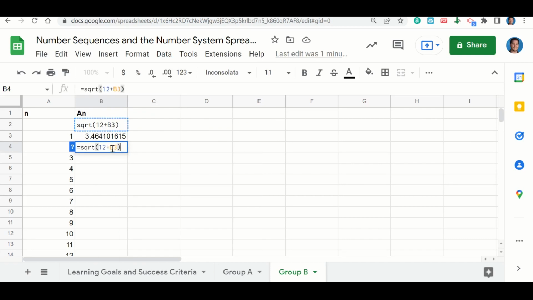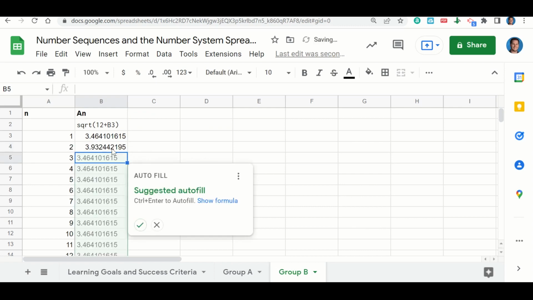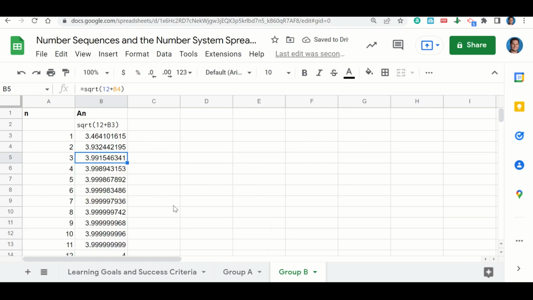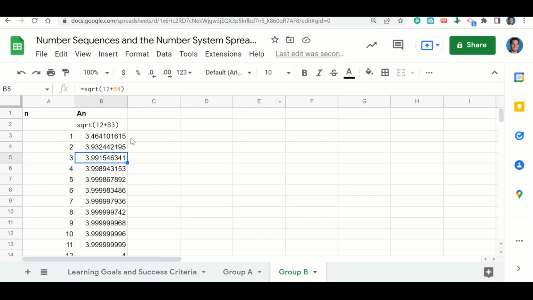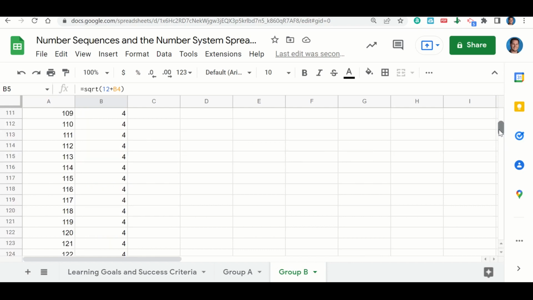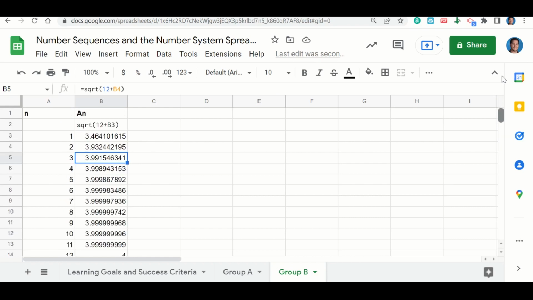And notice the function appears here. I hit enter. It asks if I want to autofill. I'm going to click the check mark to autofill. And notice now it fills in all the answers for me. And as I scroll down, I should see that after a while the numbers stop changing and they just stay at 4. So as this sequence continues, the values are going to get really close to being 4. So you'll enter this information into your spreadsheet, and then you'll copy and paste this into your Desmos activity.